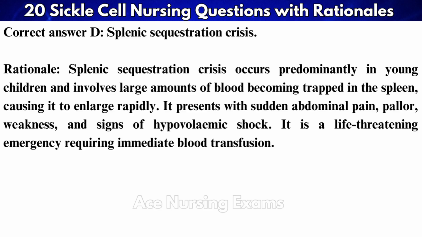Splenic sequestration crisis. Splenic sequestration crisis occurs predominantly in young children and involves large amounts of blood becoming trapped in the spleen, causing it to enlarge rapidly. It presents with sudden abdominal pain, pallor, weakness, and signs of hypovolemic shock. It is a life-threatening emergency requiring immediate blood transfusion.